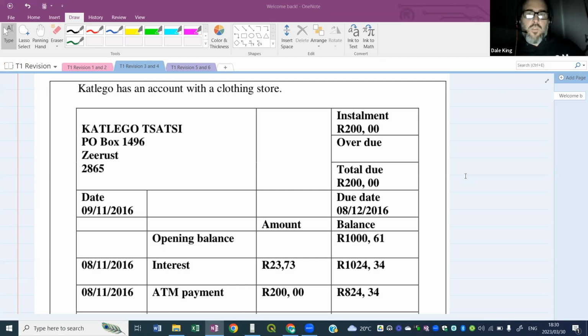But a lot of people do this because they can't afford to pay a big amount at once. So they'd rather open an account, take what they need, and then pay a little bit over time. All right. So it's like loaning, like borrowing from the store. So you take the clothes, you owe them now, and then you have to pay a little bit over time.